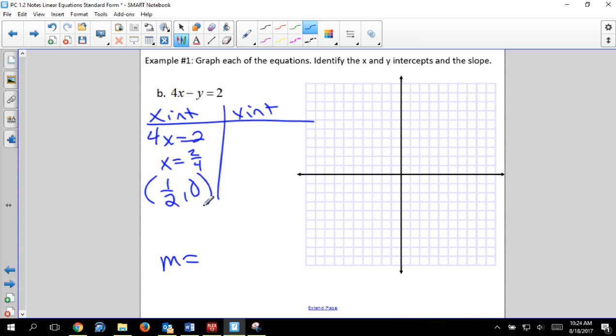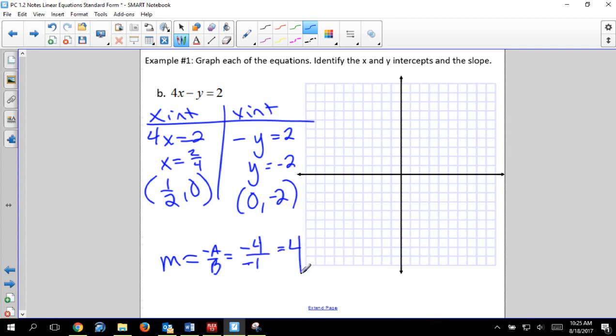For the y-intercept, I'm going to plug in 0 for x. So the 4x term is totally gone, and I get negative y equals 2. So y is negative 2. 0, negative 2. And then for the slope, negative a over b. Negative 4, and then in this case, b is negative 1. So we got positive 4 for our slope.